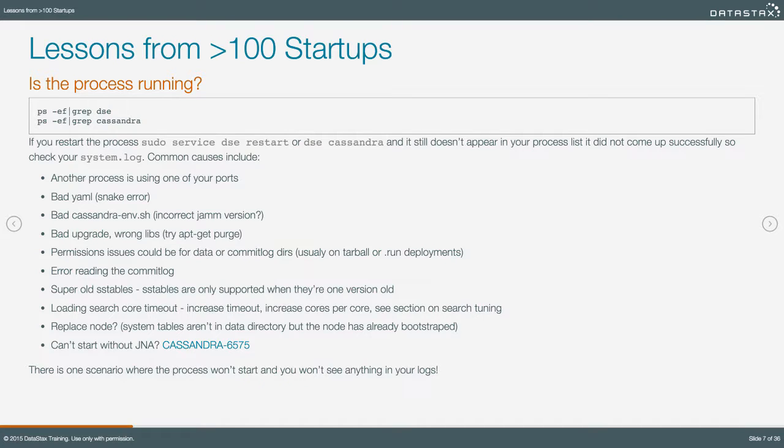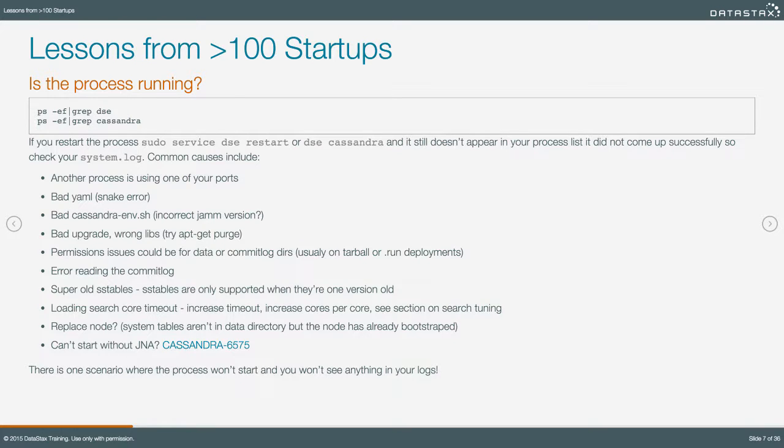One reason may be there's another process running on a Cassandra port. So 7199, the JMX port, is being used by another process, so it couldn't come up. You'll see that in the logs. You may have a problem with your YAML that couldn't be parsed, so you'll see a snake error in your system log. You may have a problem with your Cassandra environment shell. For example, if you upgrade from one version to another and there's a different version of Jam packaged with Cassandra and DSE, you may have to update your environment shell. These are all things you would see in your system log.